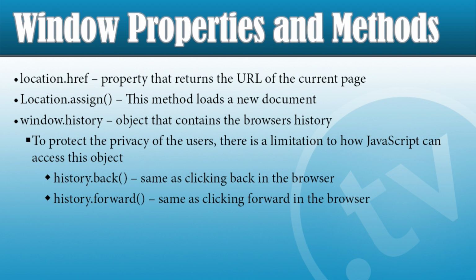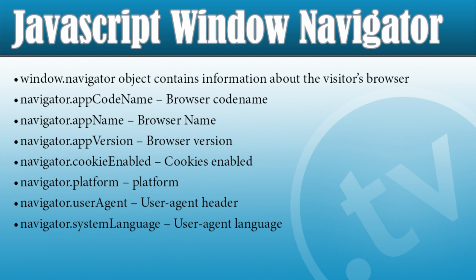Window properties and methods. location.href is a property that returns the URL of the current page. location.assign is a method that loads a new document. window.history is an object that contains the browser's history. To protect the privacy of the users, there's a limitation on how JavaScript can access this object. history.back is the same as clicking back in the browser. history.forward is the same as clicking forward in the browser. The JavaScript window navigator properties.